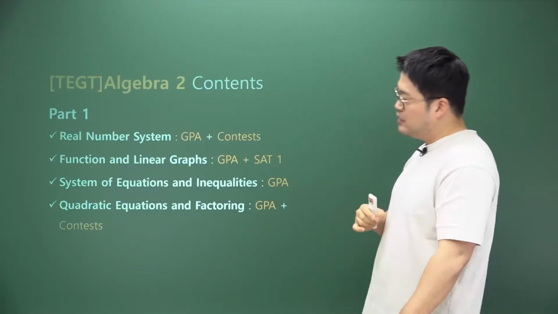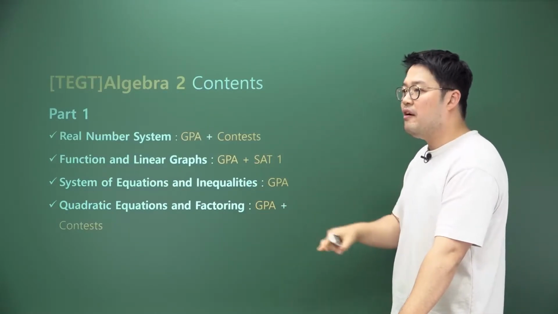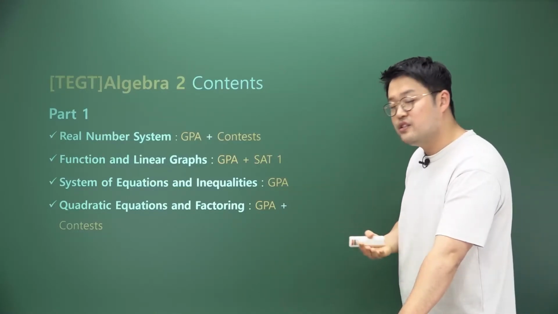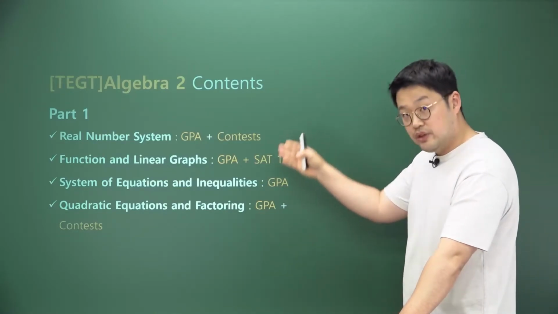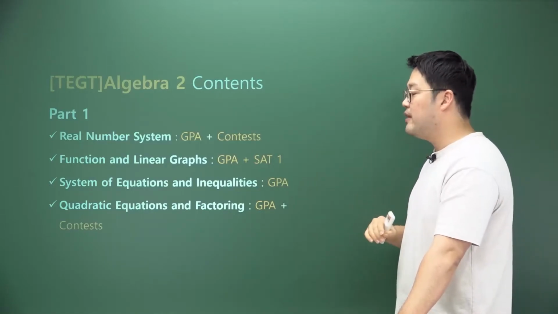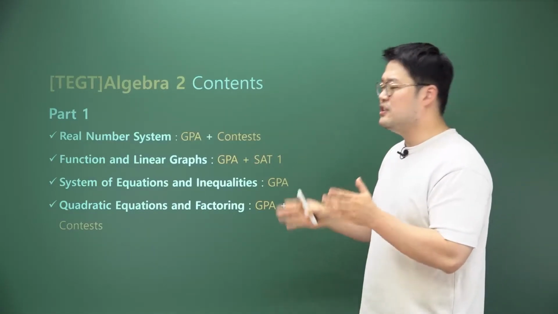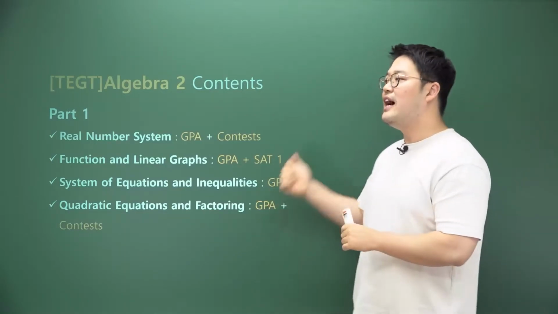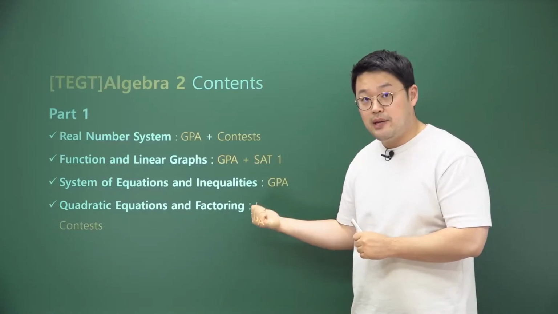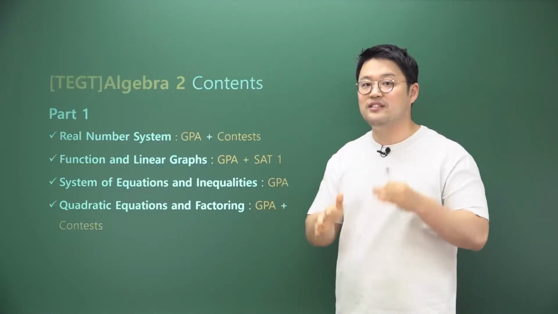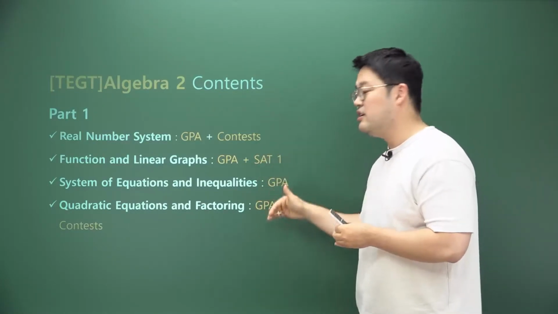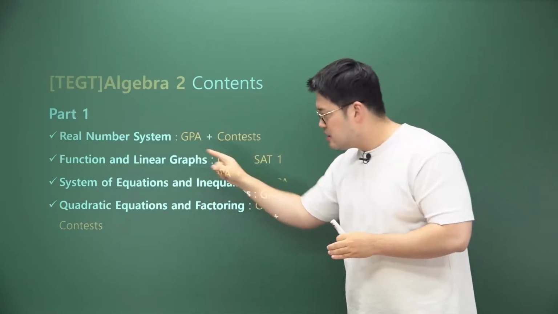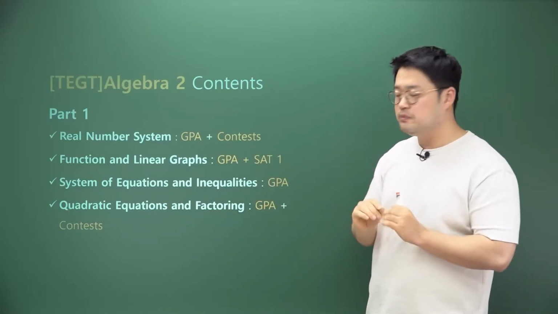If you move on to functions and linear graphs, I focused more on SAT 1. I put in lots of similar questions that you can practice for SAT 1, especially dealing with linear functions. For systems of equations and inequalities, I emphasized GPA materials more. I didn't cover anything like contest-level math; I simply focused on the GPA material. So if you are having difficulties with GPA, please look at the guidance and especially focus on the chapters that you find challenging.